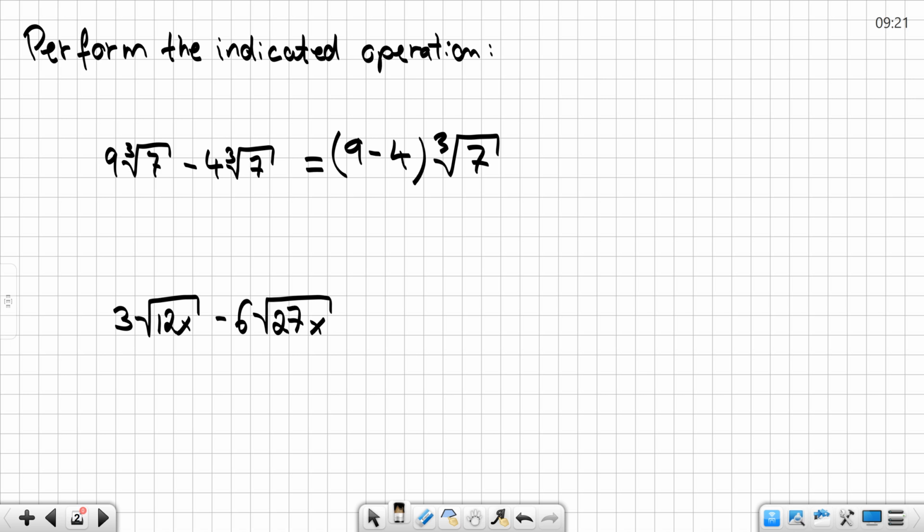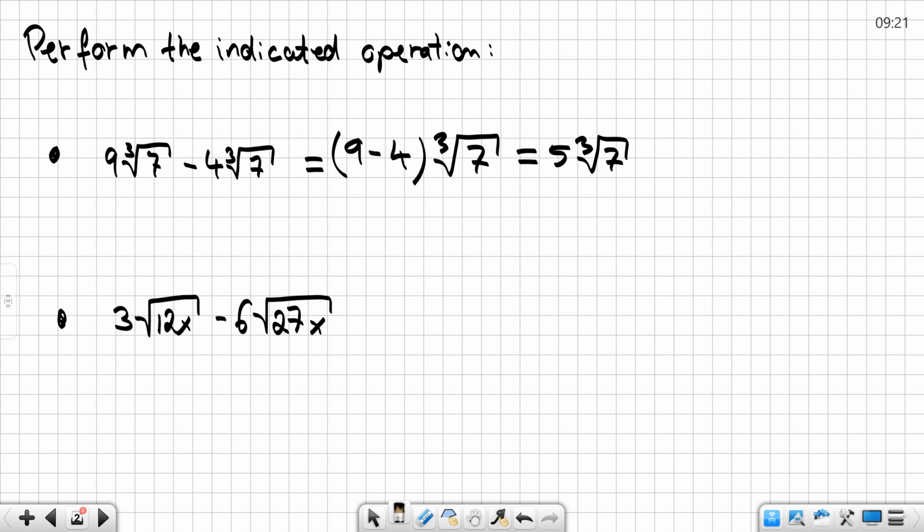And I have 9 minus 4. Well, 9 minus 4 is just 5. And that is already it. 5 cubic roots of 7 is left. I had 9 of them. I took 4 away. I'm left with 5. All right, so this one was fairly simple.